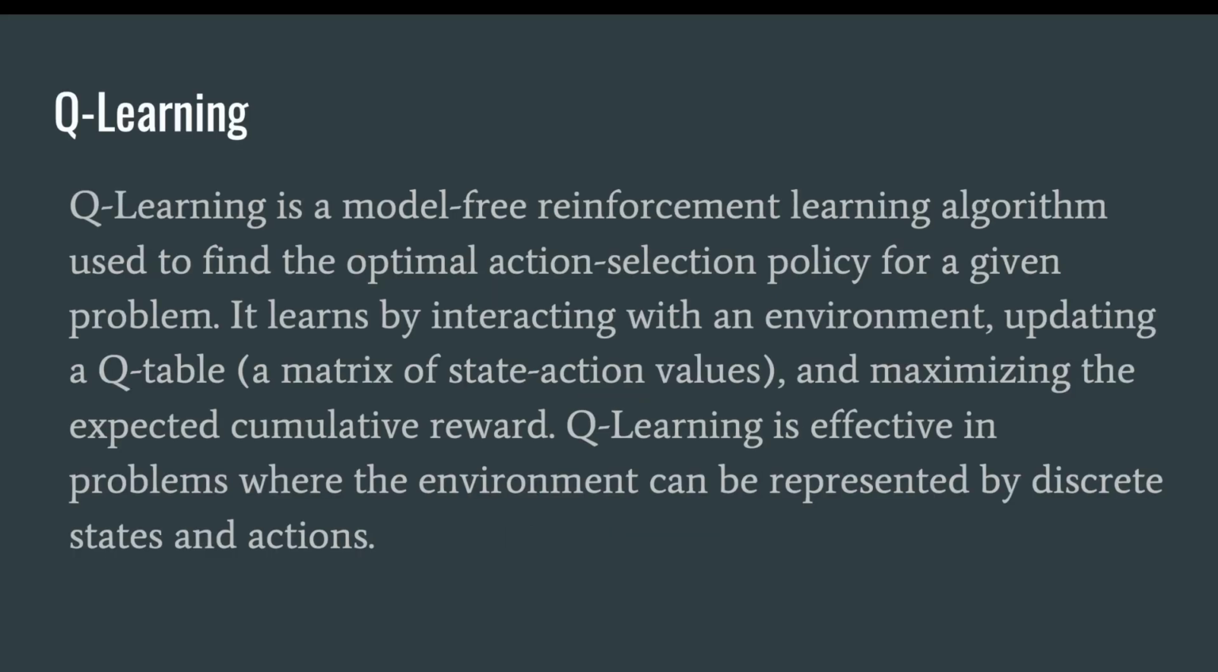Q-learning. Q-learning is a model-free reinforcement learning algorithm used to find the optimal action selection policy for a given problem. It learns by interacting with an environment, updating a Q-table, a matrix of state-action values, and maximizing the expected cumulative reward. Q-learning is effective in problems where the environment can be represented by discrete states and actions. So let's get started with the line-by-line implementation of Q-learning code.